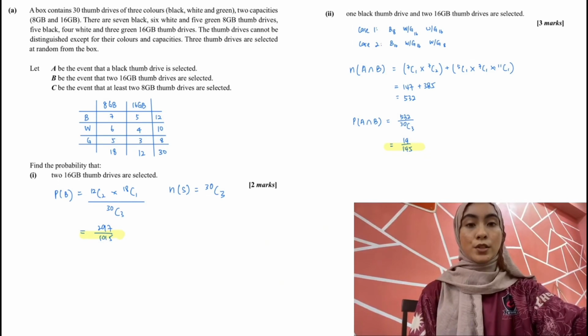Today, we would like to present math group assignment question 4. The question states that there are two types of thumb drive, which are 8 GB and 16 GB. Each type of thumb drive comes in three colors: black, white, and green.